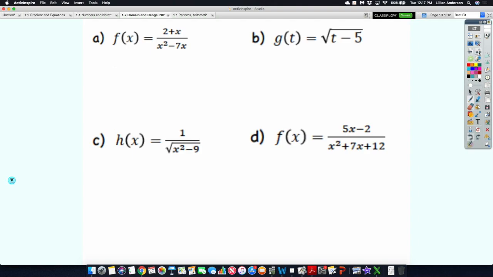We have f of x equals 2 plus x divided by x squared minus 7x. Right off the gate, we have a fraction. More specifically, we have an equation in the denominator. We know that the denominator cannot equal 0. If it does, it's undefined. So in order to figure out what the domain is for this particular function, you set the denominator equal to 0.